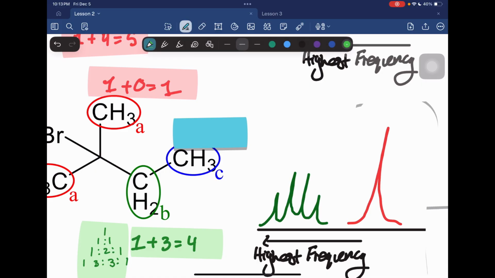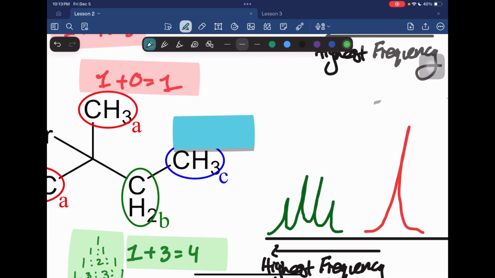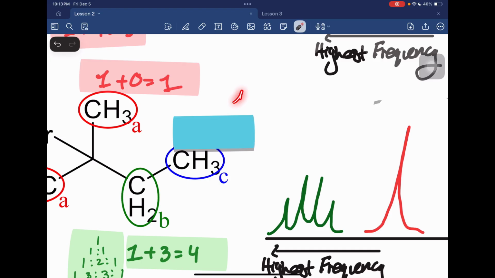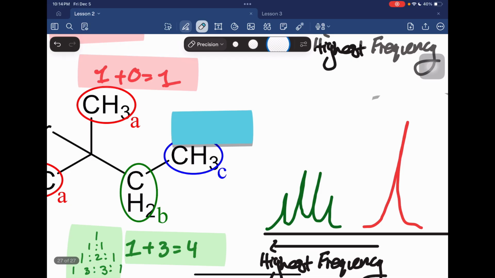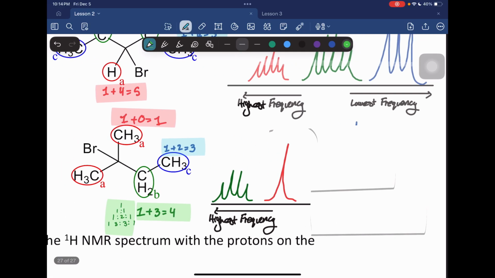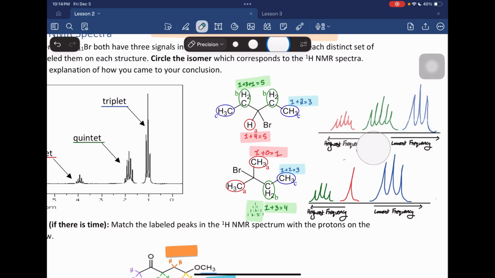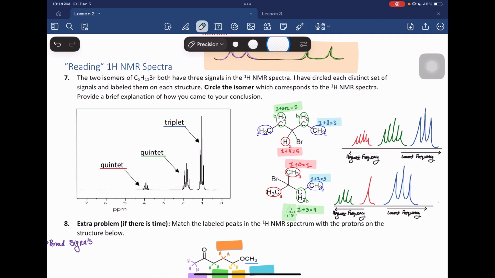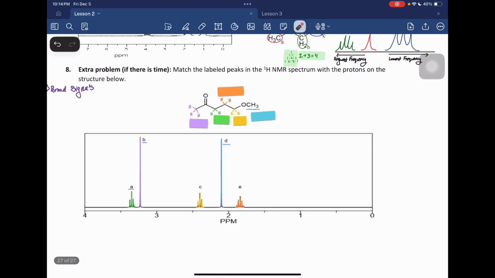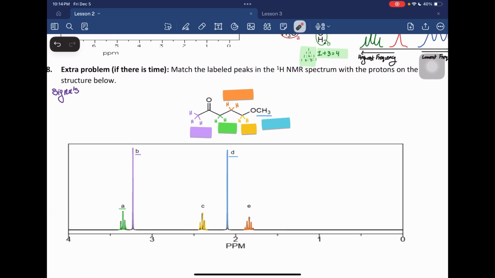Next is the one that's farthest away, right, the most upfield, lowest frequency. So this is going to be n plus 1. The 1 again is going to be the signal itself. 1 plus 2 is 3, meaning this is going to be a triplet, right? So that's 3, and we get a triplet right here, okay? So you should be able to draw these out and tell, because I believe that this was an exam question, okay? So this is the extra problem, and honestly, it's not bad.